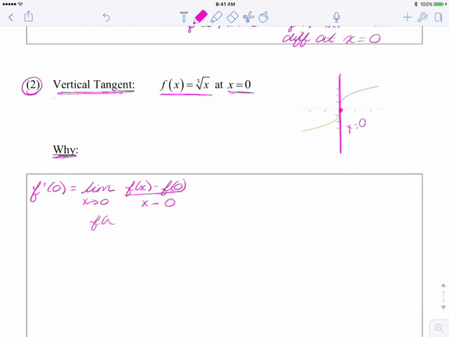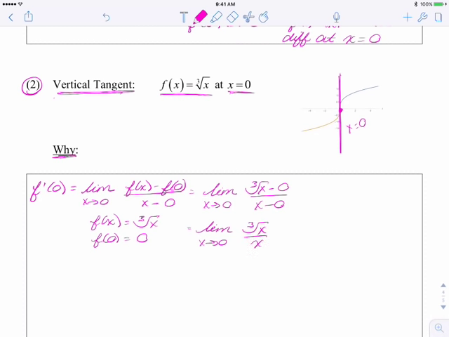So we know that f of x is the function, which is the cube root of x. f of 0 is 0. So we have the limit as x approaches 0 of the cube root of x minus 0 all over x minus 0, which gives the limit as x approaches 0 of the cube root of x over x.